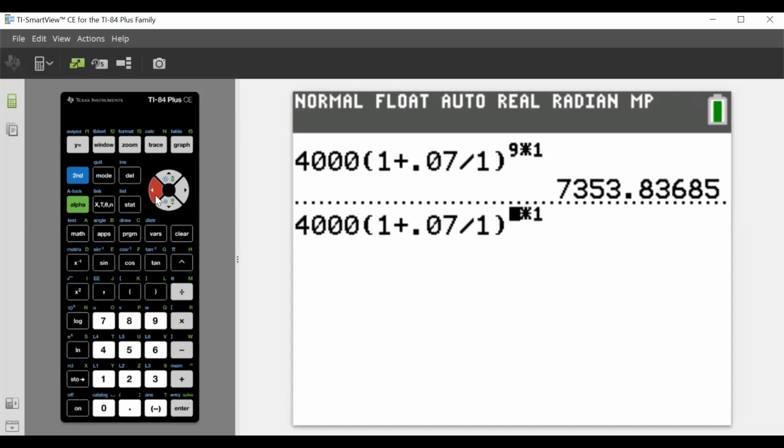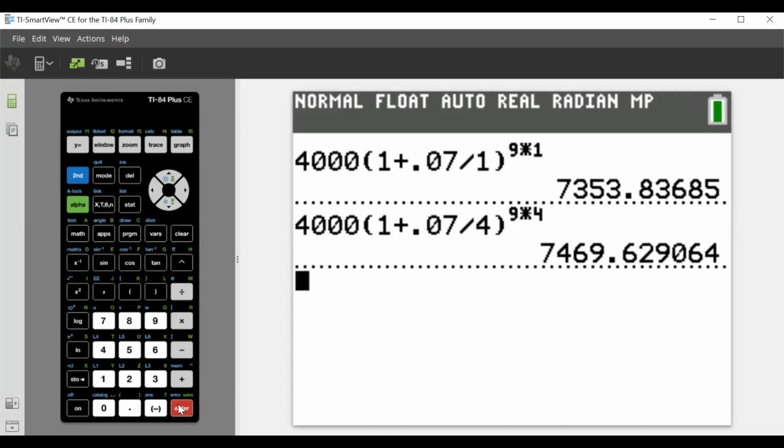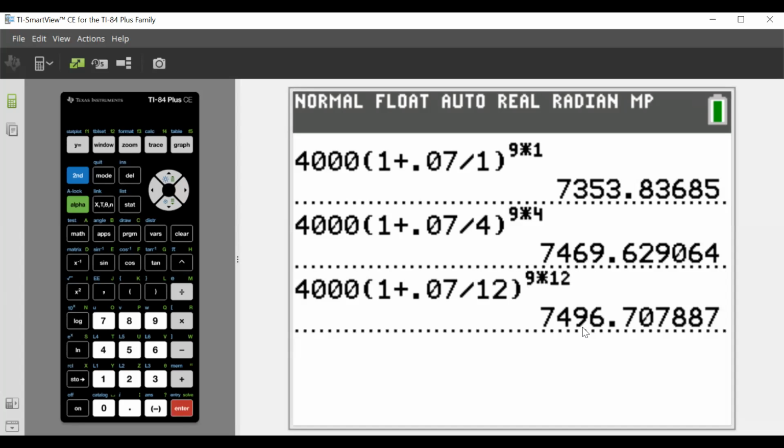Then let's do that again. And so now we're going to divide by 4, and then this is going to be a 4 out here. So 7,469.63. And then we'll do it again. Now we'll have to insert because we're going to do 12. So it's going to be 12 and 12. So 7,496.71. Now notice every time we compound more often, we get more money.